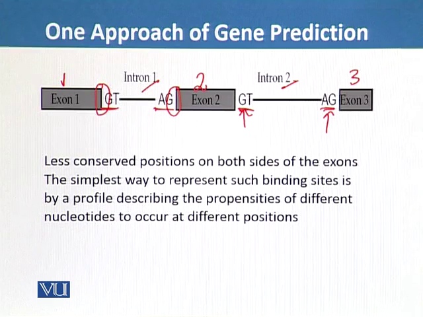So we can now predict the presence of the exons in the gene. If it is GT and AG, we can predict that this is the start and end of an intron, and definitely before the start of the intron there must be an exon, and after the end of the intron again an exon. So we can predict the presence of exons within the gene. For the less conserved positions on both sides of the exons, the simplest way to represent such a binding site is by profiling, describing the properties of different nucleotides to occur at different positions.